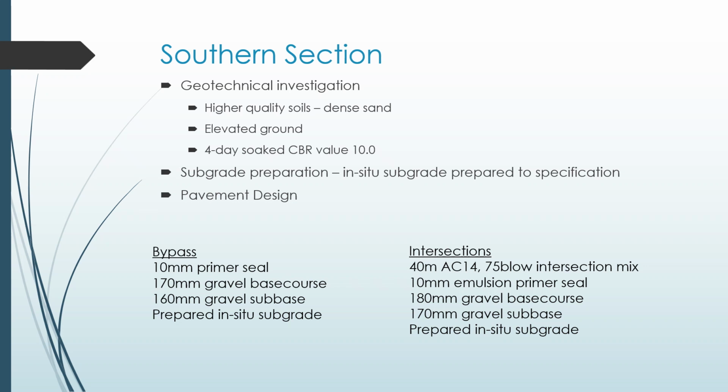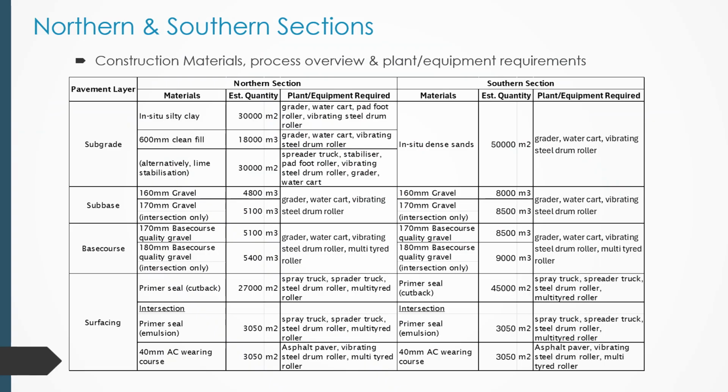Now obviously the pavement designs are very similar to the northern section in regard to the sub-base, base course and wearing courses. So again, consisting of a 10mm primer seal, 170mm gravel base course, 160mm gravel sub-base on top of the prepared in situ subgrade, as opposed to the 600mm sand fill or a lime stabilised subgrade. And again, the intersections consisting of the same as before.